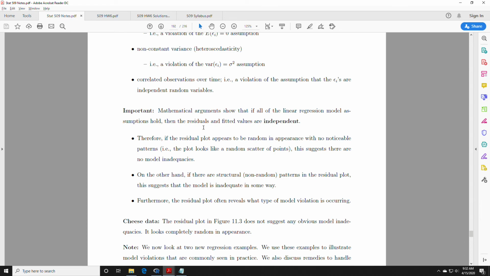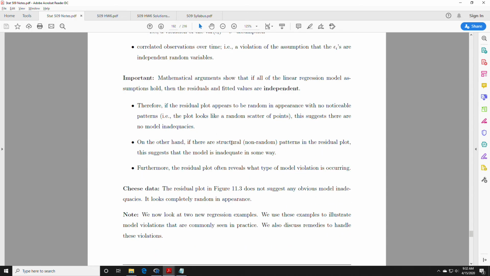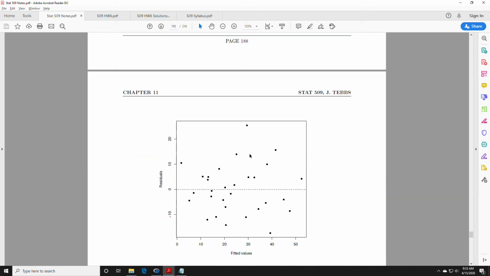If we plot the residuals on one axis and the fitted values on the other axis, and the two quantities are independent, then we should see no pattern whatsoever, just a random cloud, a random scattering of points. If one was related to the other, that's when we would expect to see a pattern of some sort. So when we look at this residual plot, we would like a nice random scattering of points. Okay, so here we go.